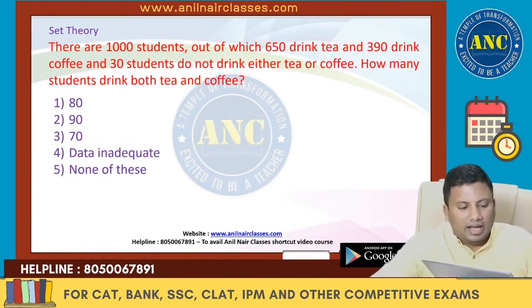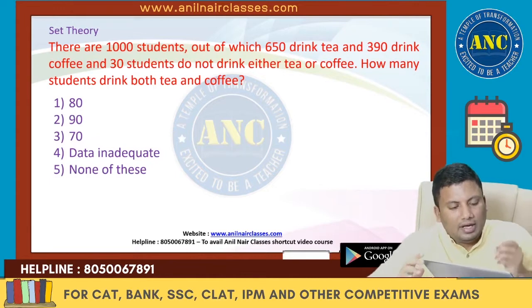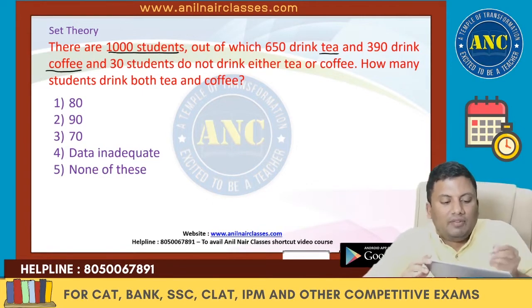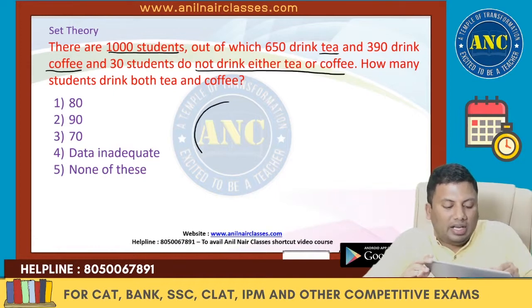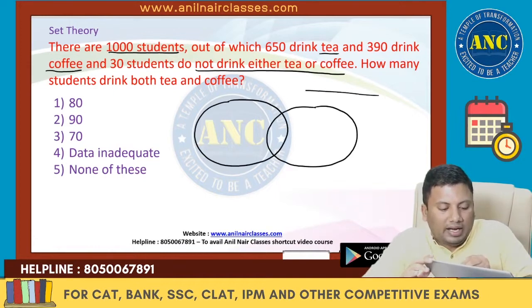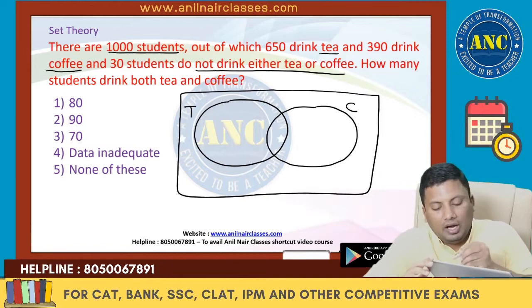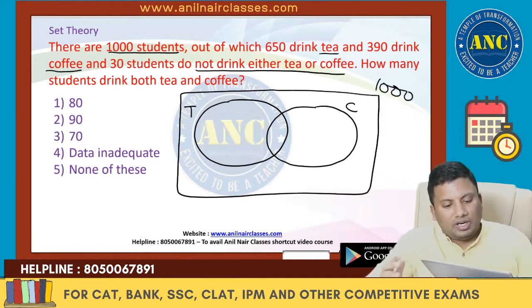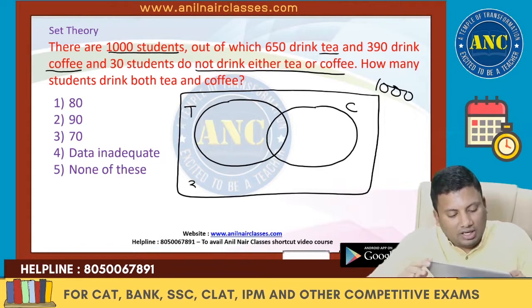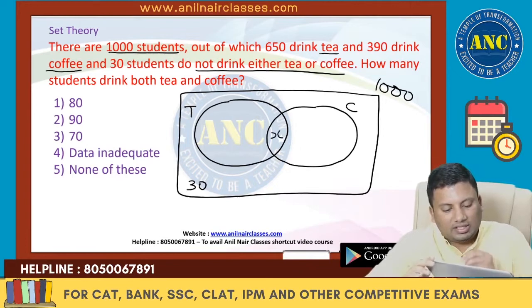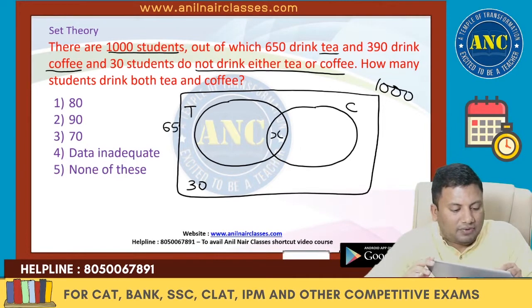Then slowly I will get into maxima and minima. There are 1,000 students. There are people who drink tea, people who drink coffee, and people who drink neither tea nor coffee. In total there are 1,000 students. 30 students drink neither tea nor coffee. 30 is outside. So the tea set is 650, and this will become 650 minus X.